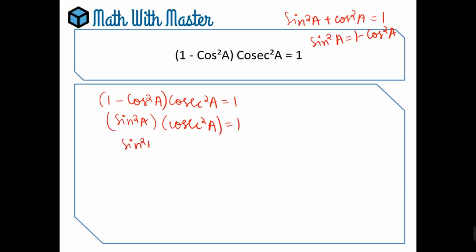Sin square A into cosec square A, we can write cosec A as 1 upon sin A, so cosec square A is 1 upon sin square A, which is equal to 1. Sin square A and sin square A will cancel and the answer will come 1. So we have proven this.